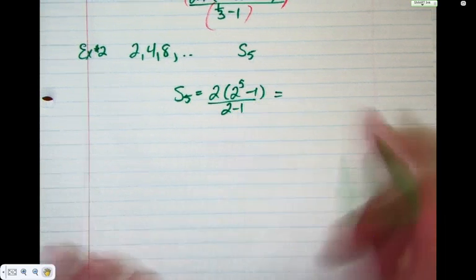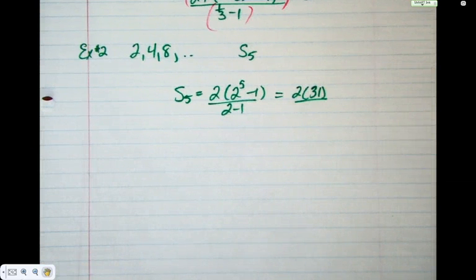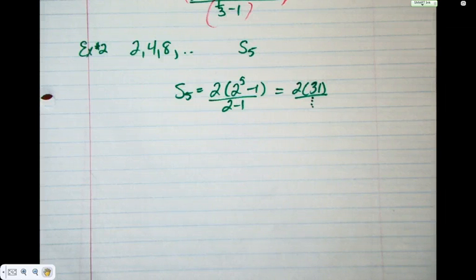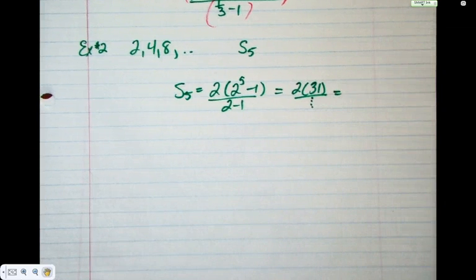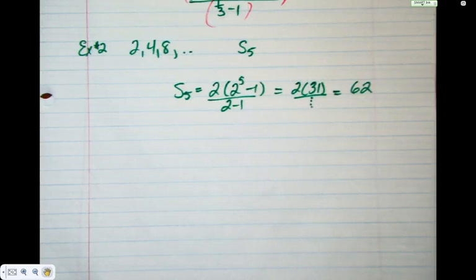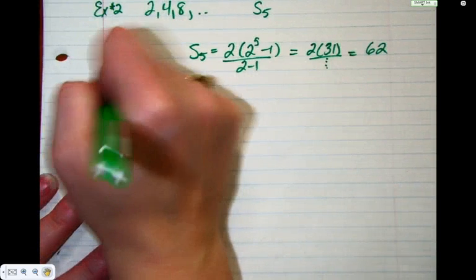And 32 minus 1 is? I'm just going to do the bottom right away because it's an easy calculation. 2 minus 1, 1. And I'm just going to put it imaginary because we know we don't need the 1 on the bottom. And then it's a straight up 2 times 31, 62. That would be about the most difficult we would ask non-calculator. Example number 3.